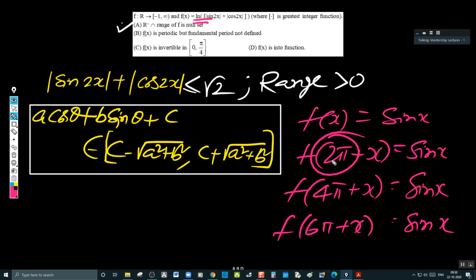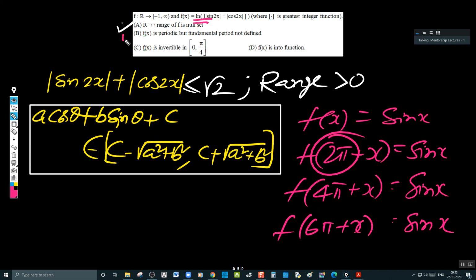Like that, for this one, you can say what he means to say. What he means to say is, mod sine 2x plus mod cos 2x is periodic, but because logarithm is there, you cannot say its fundamental period. So that is also correct according to me.